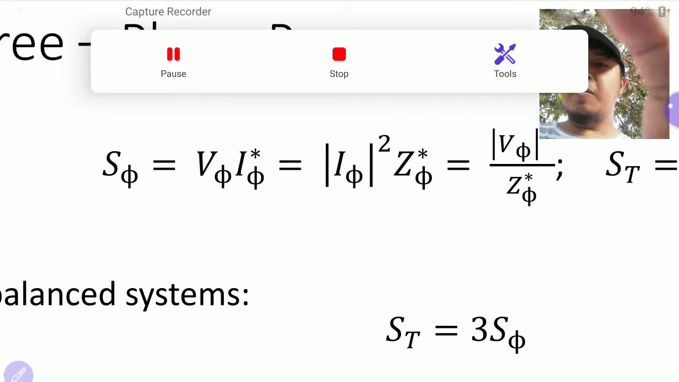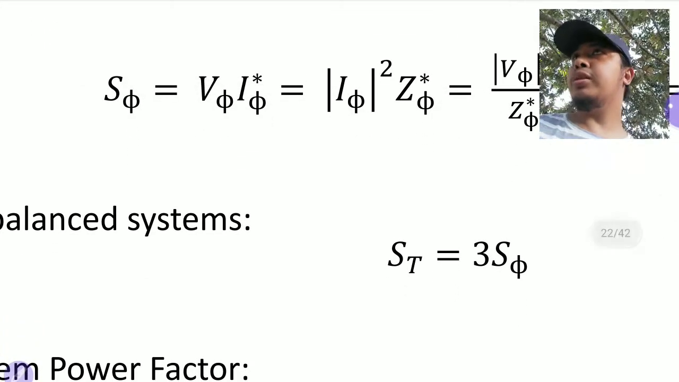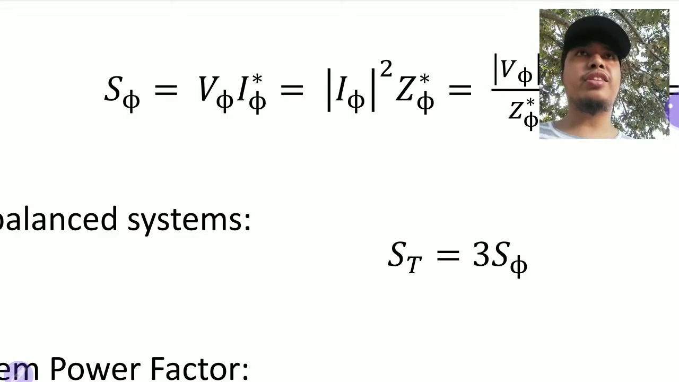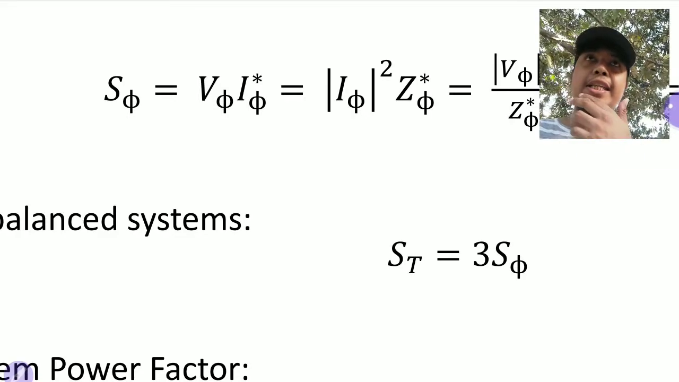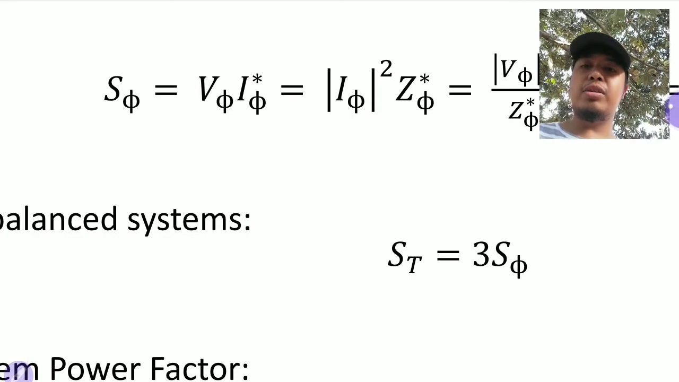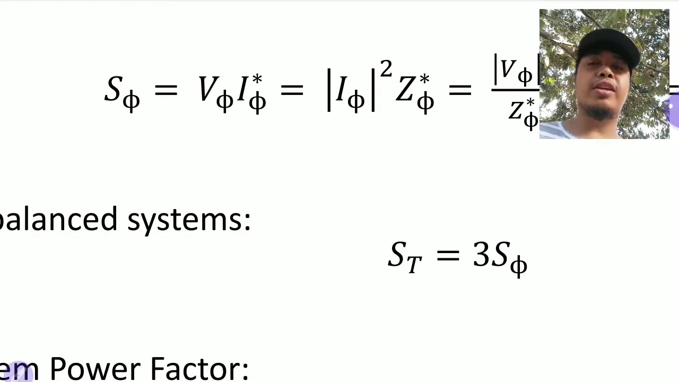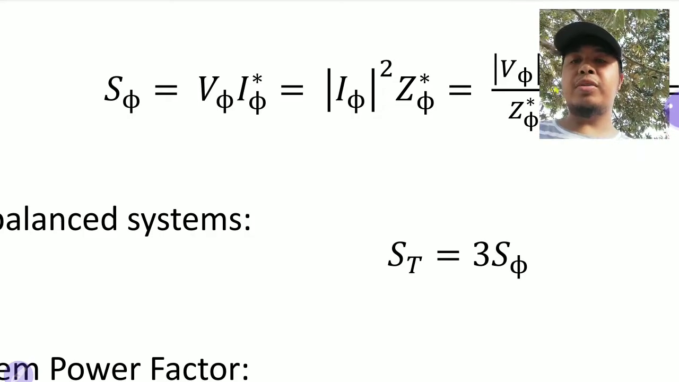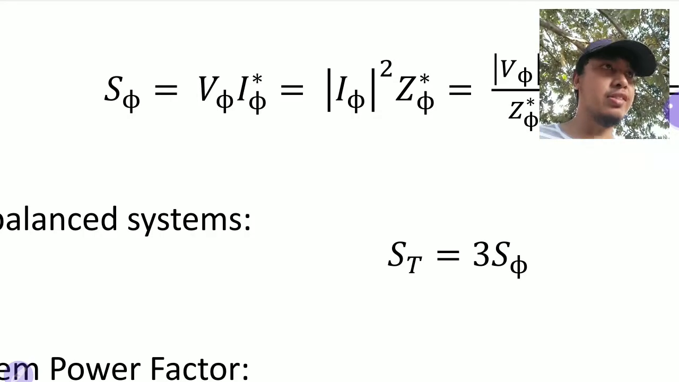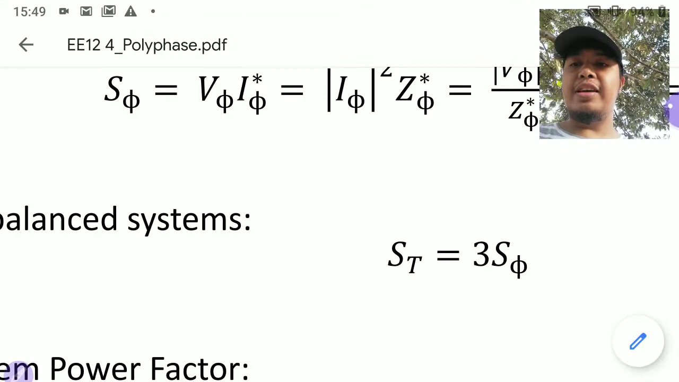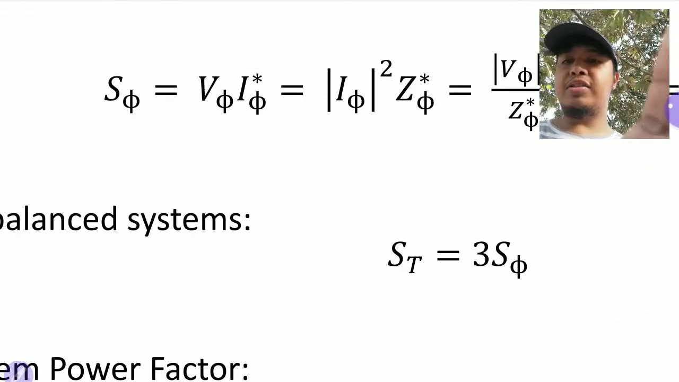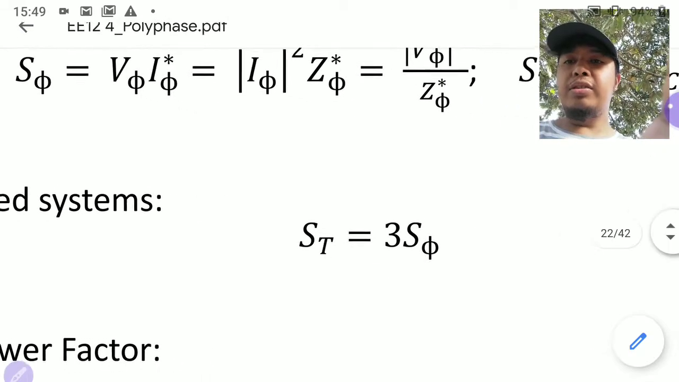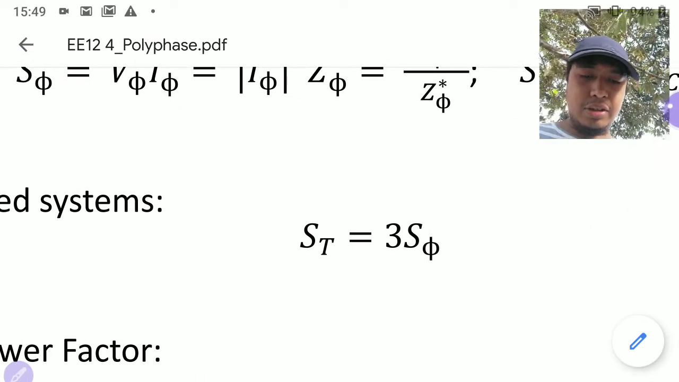Now, for a balanced system, we know that the power at each phase is equal kasi nga the system is balanced. Therefore, we can say that SA is equal to SB, which is also equal to SC. And that makes your power equation SA plus SB plus SC equal to 3 times S phase, because S is equal in each phase. So that's basically your three-phase power.